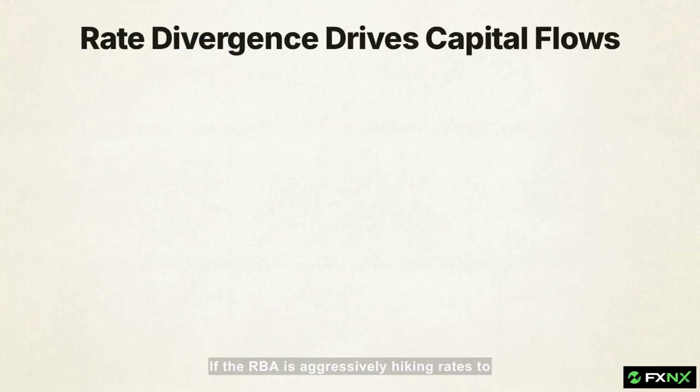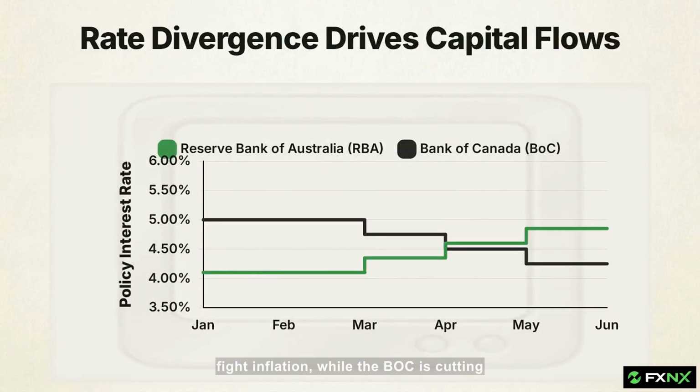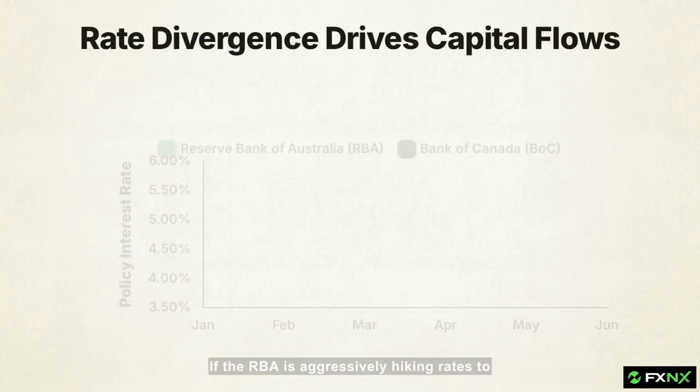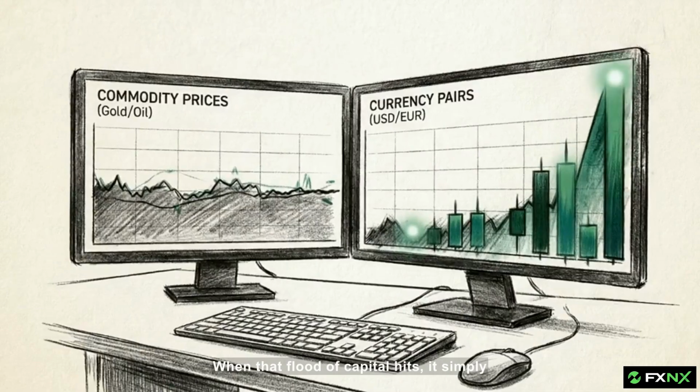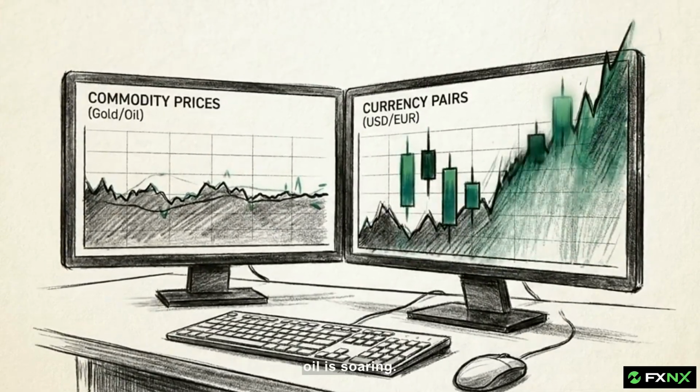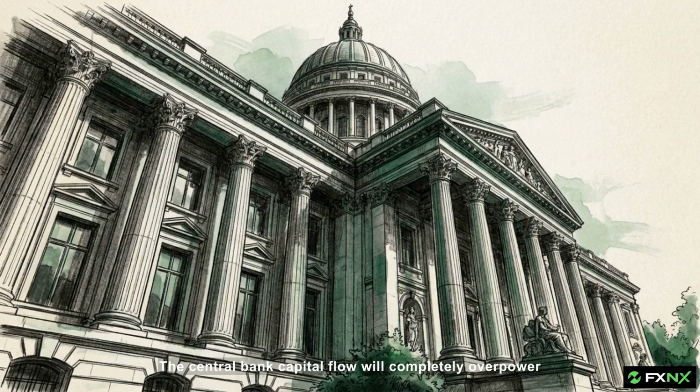If the RBA is aggressively hiking rates to fight inflation, while the BOC is cutting theirs, global capital will flood toward Australia to capture that higher yield. When that flood of capital hits, it simply doesn't matter if iron ore is plummeting or oil is soaring. The central bank capital flow will completely overpower the commodity data.